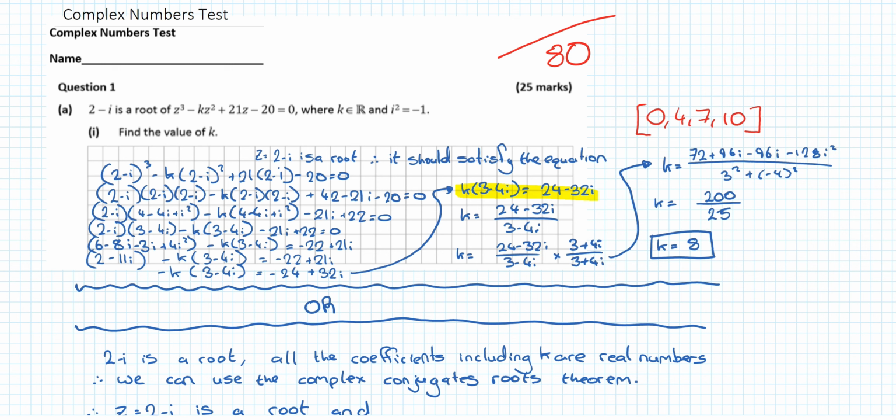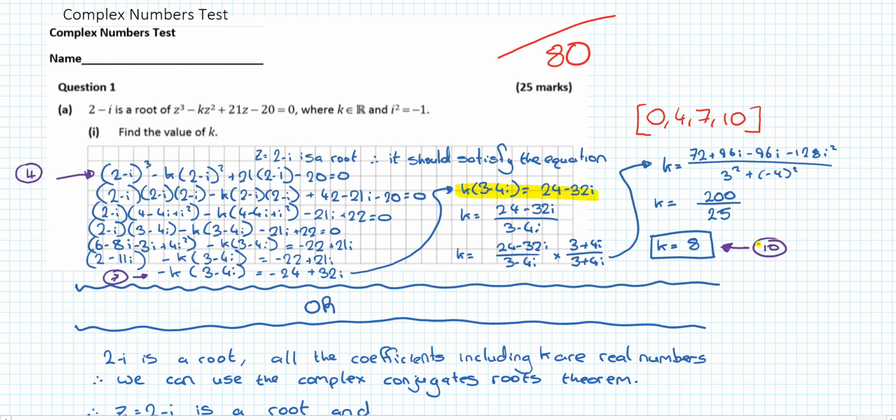Marks wise, even if you sub in at all, you're going to get 4 marks for that. If you get down to either this line or that line, you're going to get 7. And if you get it perfectly right, you're going to get 10.